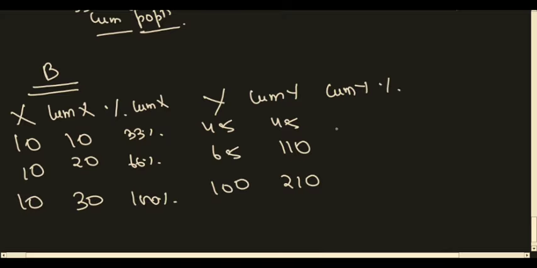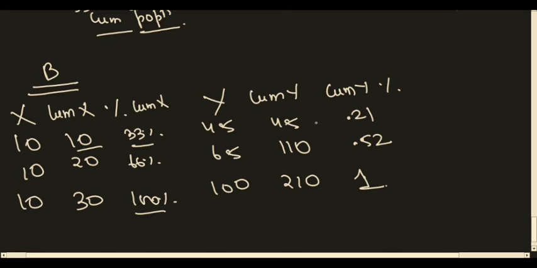Cumulative income percentage, we take it as 0.21, then 0.52. So basically how to make the schedule is, you take the cumulative incomes and cumulative population first, then you take percentages. Like for this one, you divide 10 upon 30 into 100, 20 upon 30 into 100, 30 upon 30 into 100. Same for Y. Okay, then it is 100%.